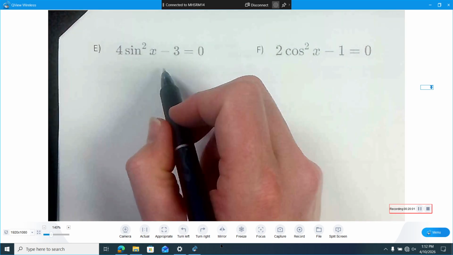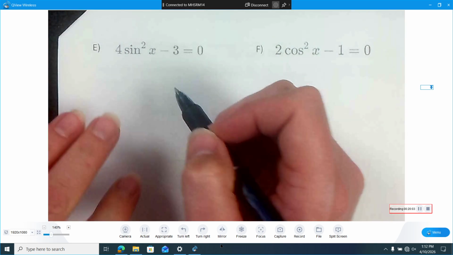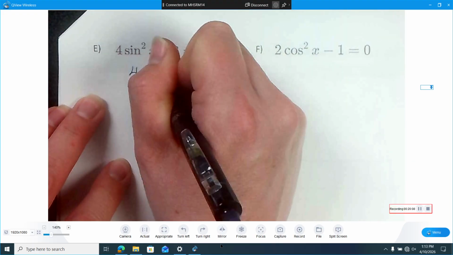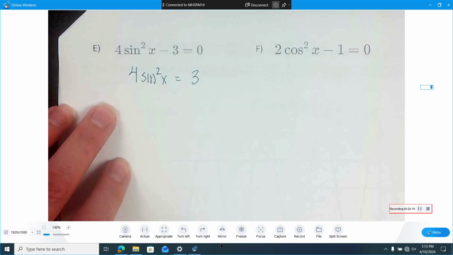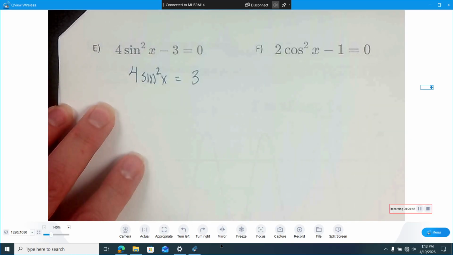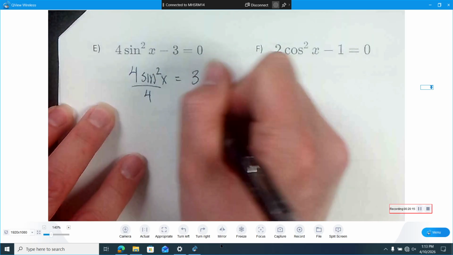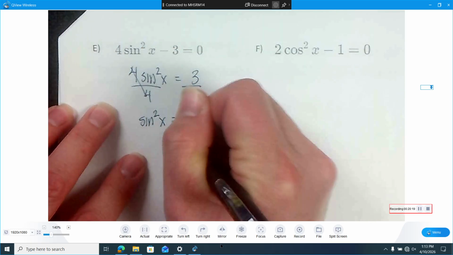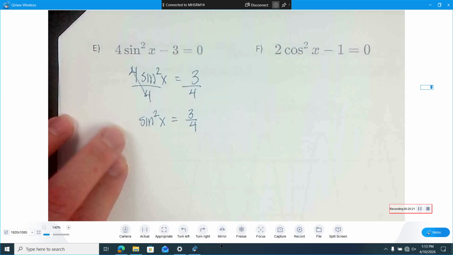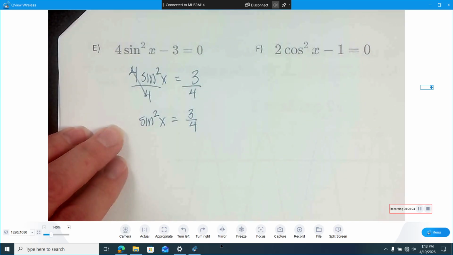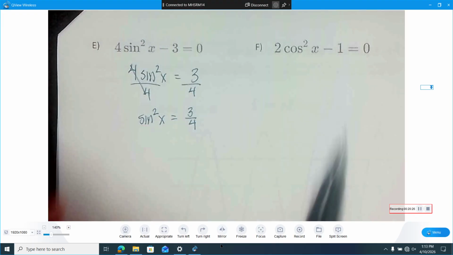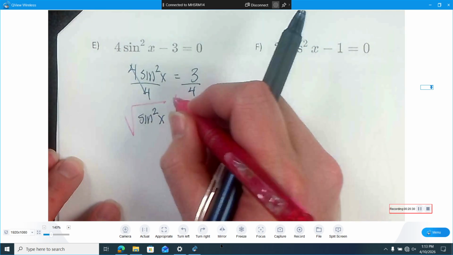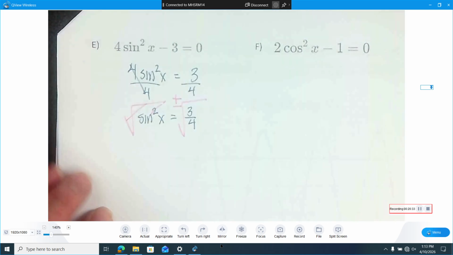All right, we got 2 more to do and then we're done. What should we do first? Add 3. So we get 4 sine squared of x equals 3. And then we can divide by 4. So we get sine squared of x equals 3/4. And then how do we get rid of the square? Square root. Now here's the tricky part. When you take a square root, what do you need to remember? Plus or minus. Very important there.